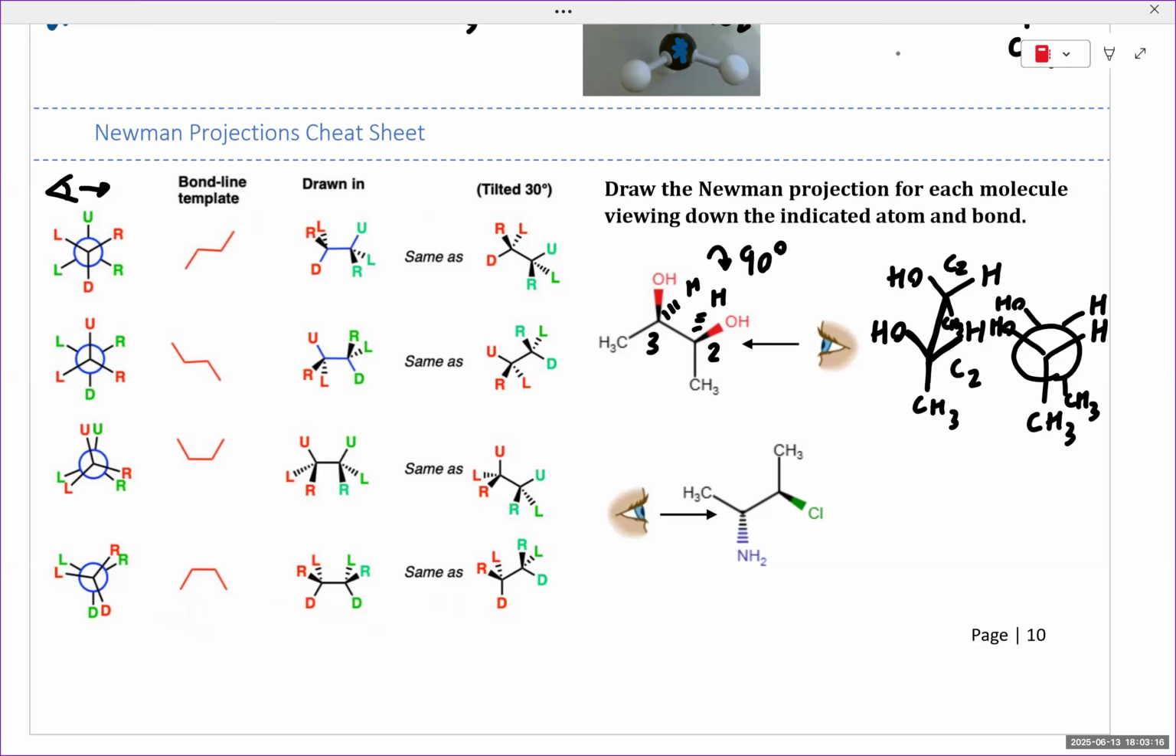Let's look at this next example. In this case, we are looking down the following carbon-carbon bond, this time from left to right. Now, because I'm looking down from left to right, I can use the cheat sheet here. So let's see if I can find the cheat sheet depiction that matches what I'm trying to draw. Okay. This looks like it matches.